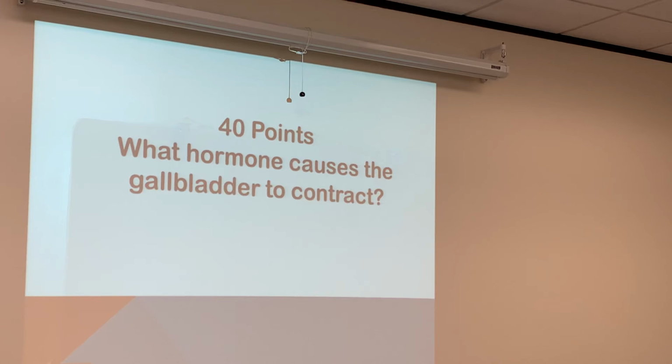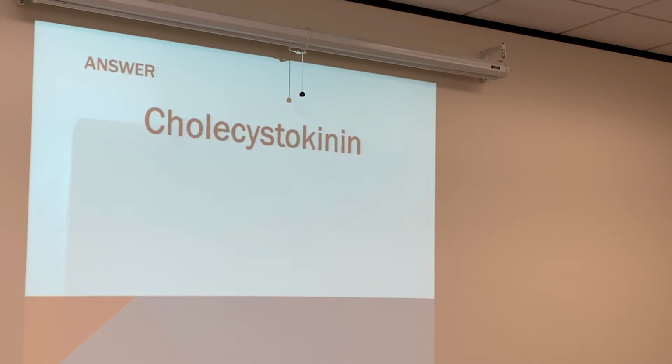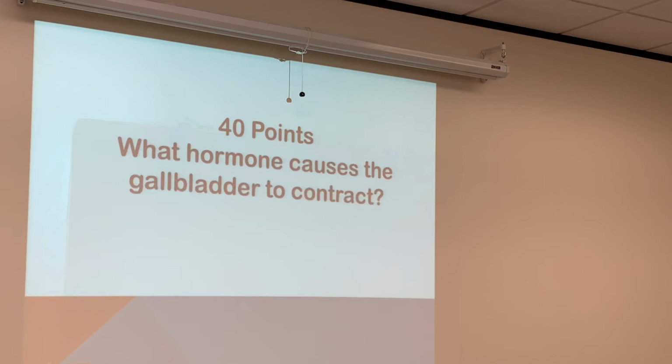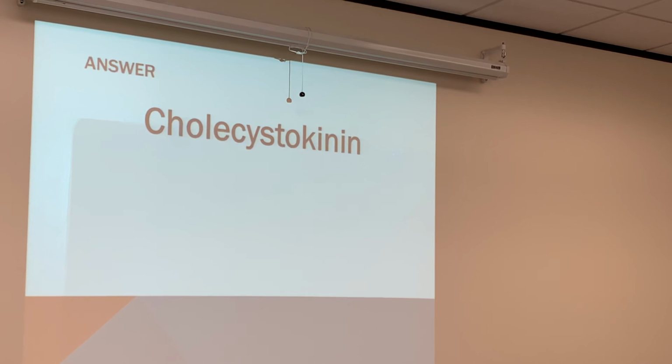Oh, this is an easy one. You already know that. What hormone causes the gallbladder to contract? Cholecystokinin. So when you eat, that's a hormone. Where do your hormones come from? Pituitary gland. Okay? Cholecystokinin causes the gallbladder to contract by this hormone, cholecystokinin. Okay?